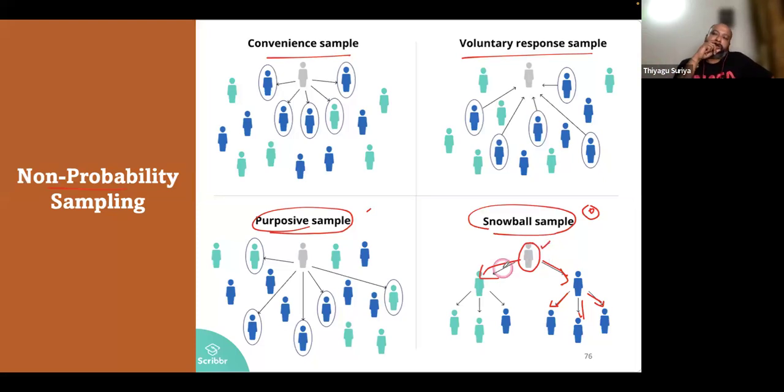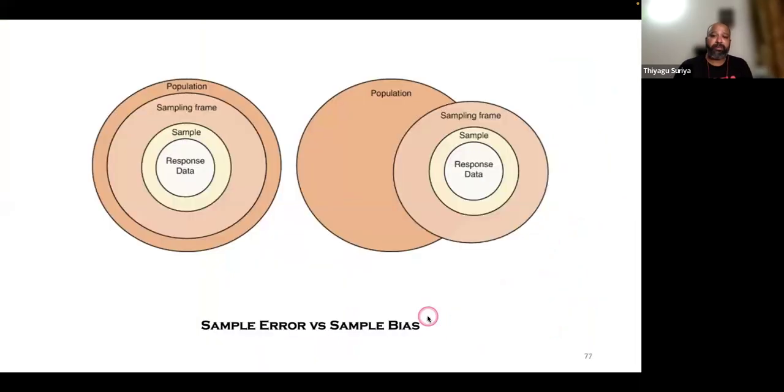For example, I want to do research on a group like sex workers, or I'm going to do this research on transgender people. So I can find one or two sex workers here. Then from that sex worker, I can find another sex worker community there, and from them another sex worker sample. This way, I can connect different people in a snowball. This is called non-probability sampling.